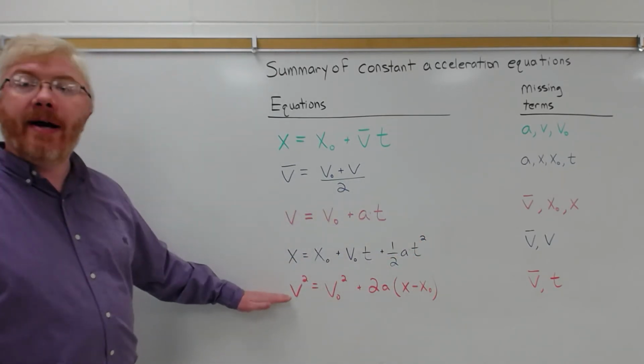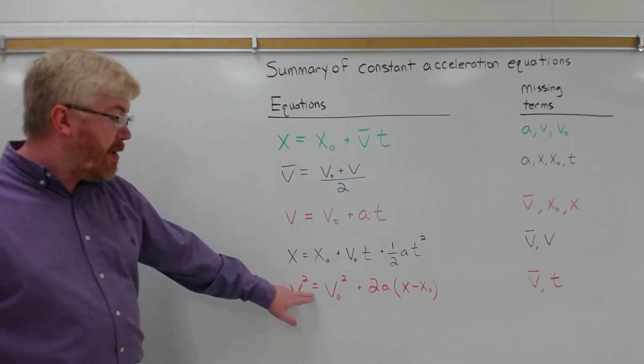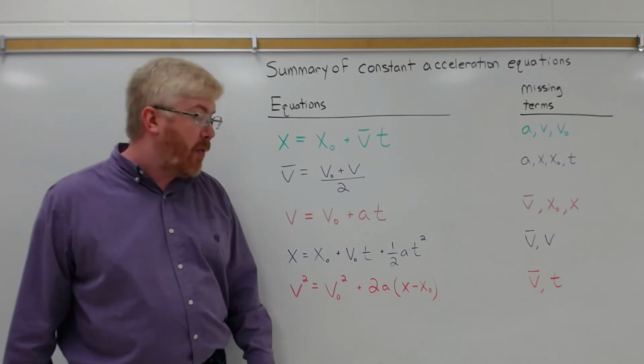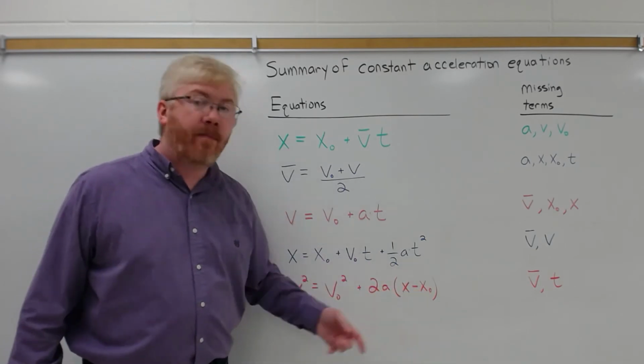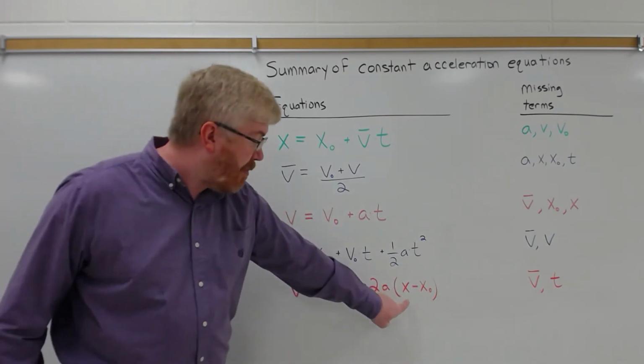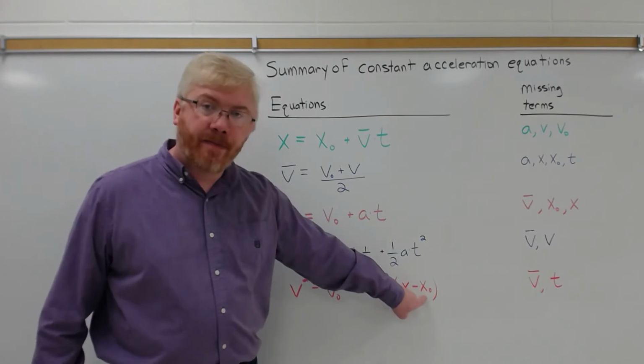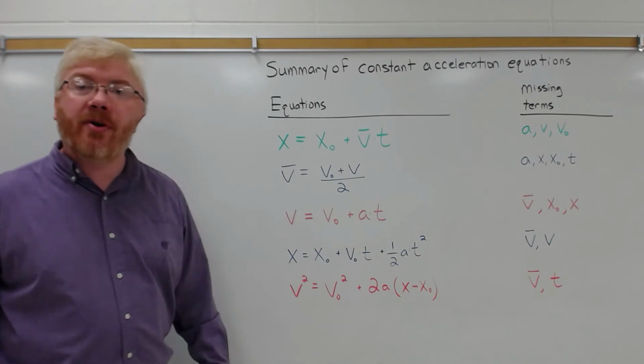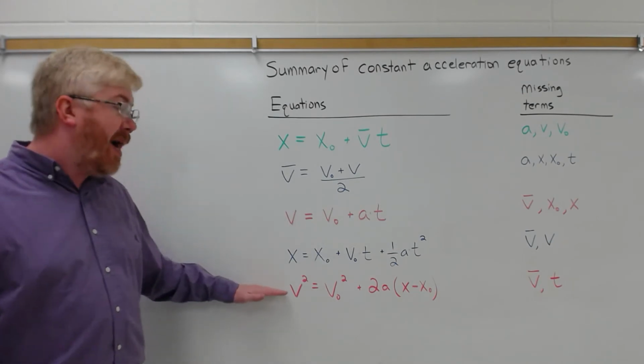And then the final equation, the final velocity squared is equal to the initial velocity squared plus 2 times the acceleration times the quantity of the displacement, which is final position minus initial position. The only thing missing from this lower equation is the average velocity and time. So there's no time in this equation down here.